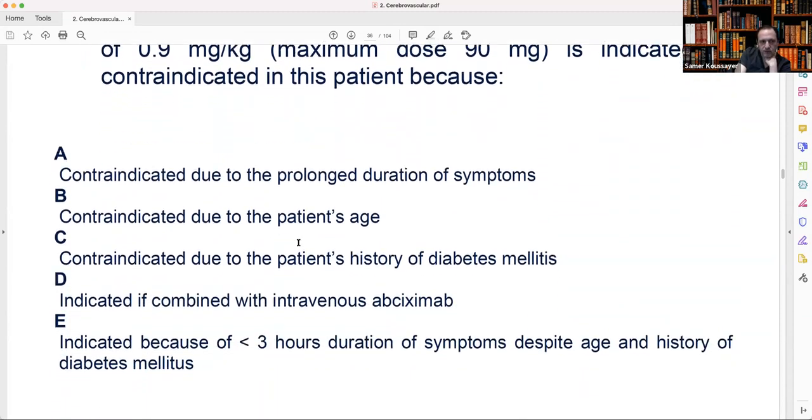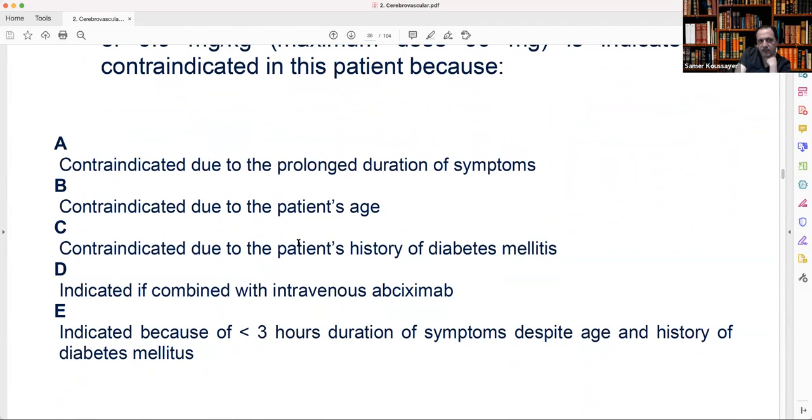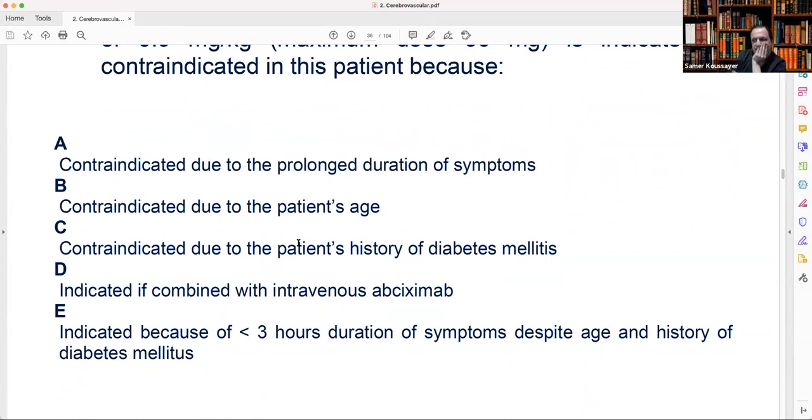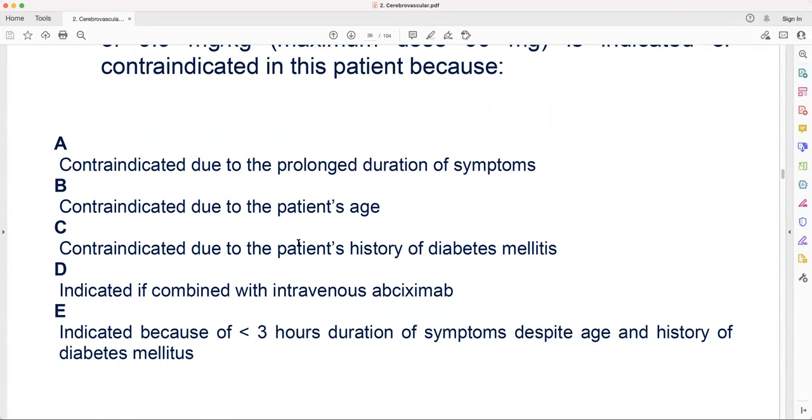So, contraindicated due to the prolonged duration of symptoms? No, it's 2 hours. Contraindicated due to the patient's age? No, there is no age criterion. Okay, continue. Contraindicated due to the patient's history of diabetes mellitus.